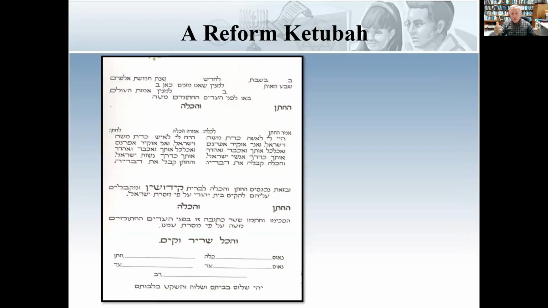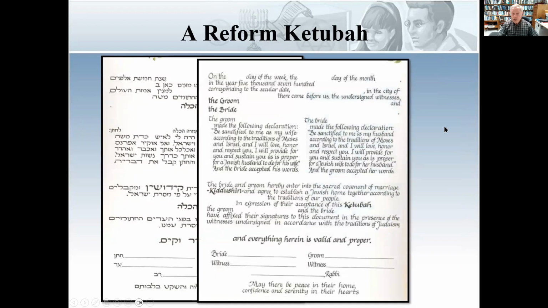I also have what I will call a reformed ketubah. So there's some very simple Hebrew, and here's a good translation of the Hebrew. It has the date, the names in Hebrew and English of the bride and the groom, and basically say that the couple said, "Be sanctified to me as my wife or husband, according to the laws of Moses and Israel, and I will love, honor, and respect you and provide for you and sustain you as is proper." And they entered into the sacred rite of marriage. And as you can see at the bottom, there's room for the bride and groom to sign and for witnesses to sign and the rabbi to sign.